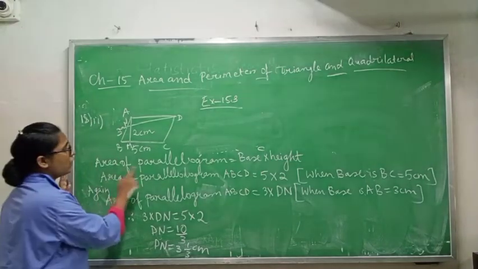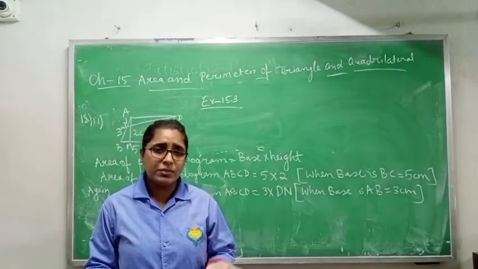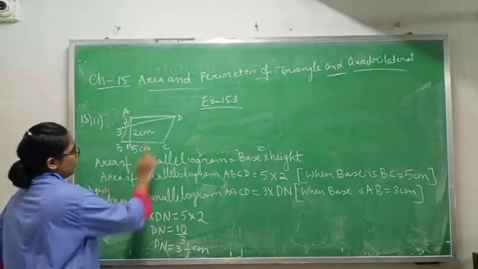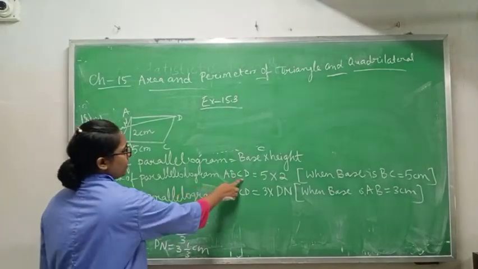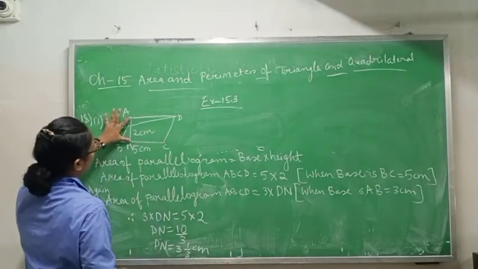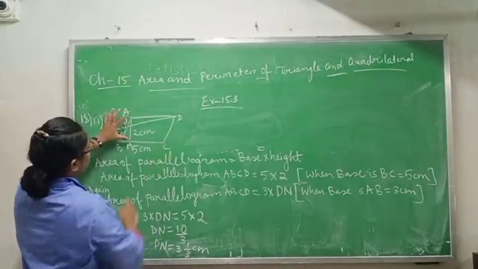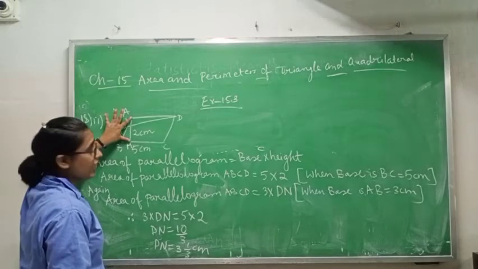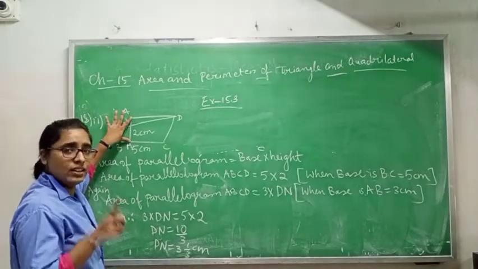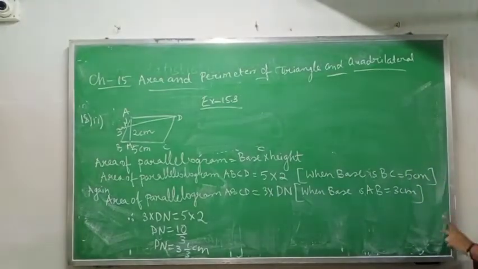Now, area of a parallelogram. You know that the area of a parallelogram is base into height, where height means the distance between two parallel sides. So if you take the area of parallelogram ABCD, base is 5 cm, and at that time height is 2 cm. Why? Because if the base is BC, then the height will be AM. Why AM? Because it is the perpendicular, the distance between two parallel sides. So I have already written: when base BC equals 5 cm.